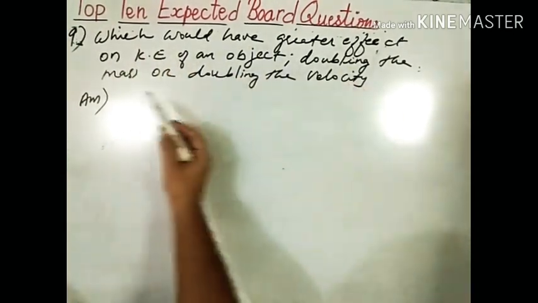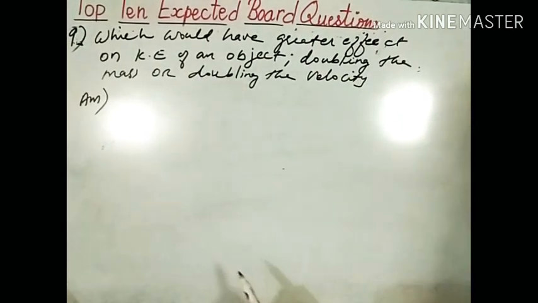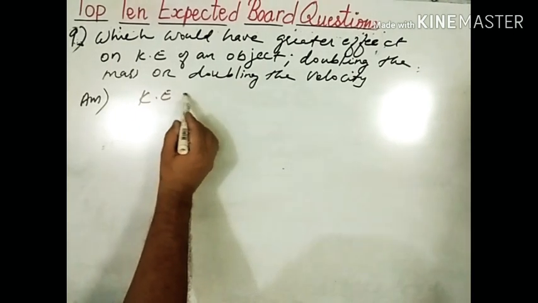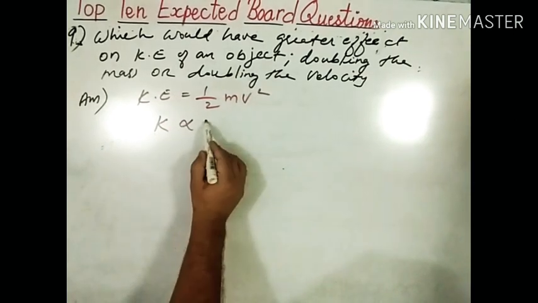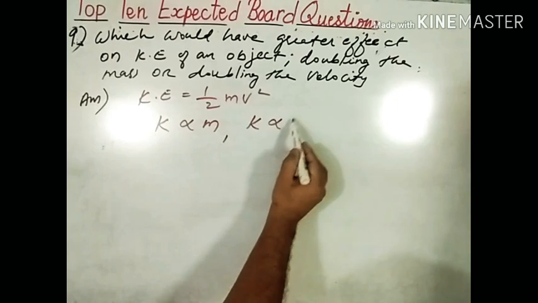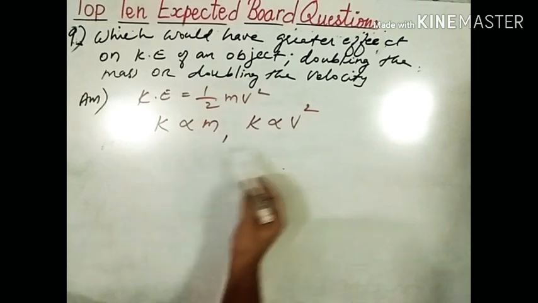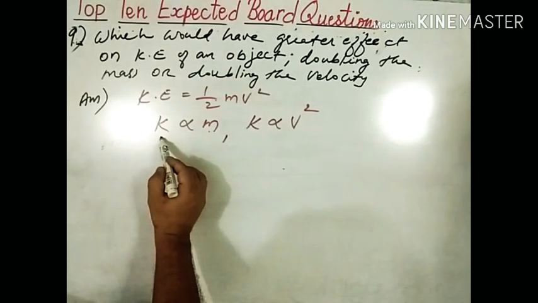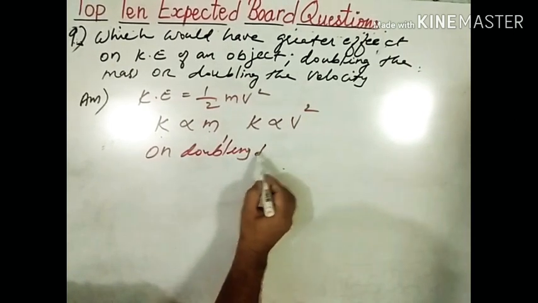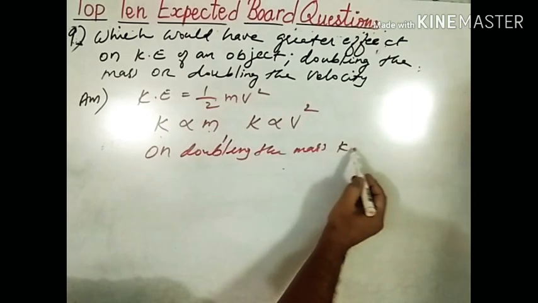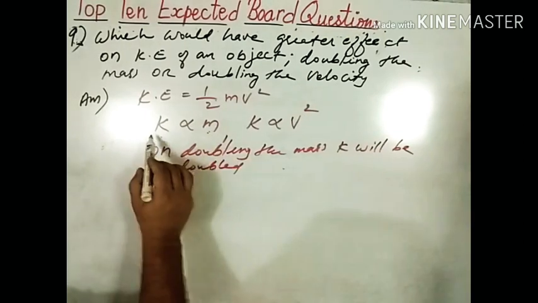Next question. Question number 9. Which would have the greater effect on kinetic energy of an object: doubling the mass or doubling the velocity? So as you know, kinetic energy is equal to half mv squared. Kinetic energy K is directly proportional to mass, and directly proportional to the square of the velocity, because 1/2 is a constant. Therefore, when you double the mass, kinetic energy will be doubled, as it is obvious from the equation.